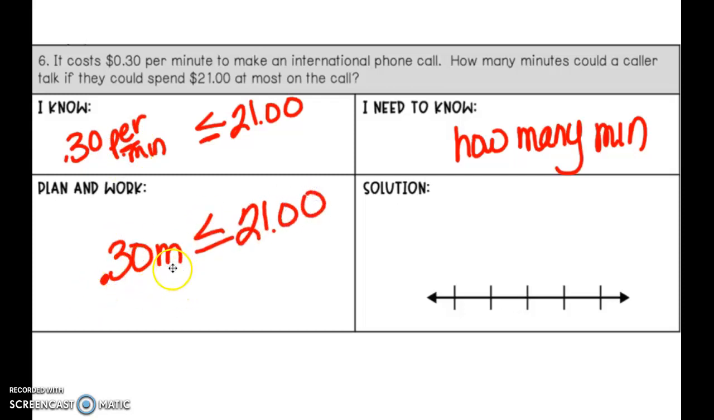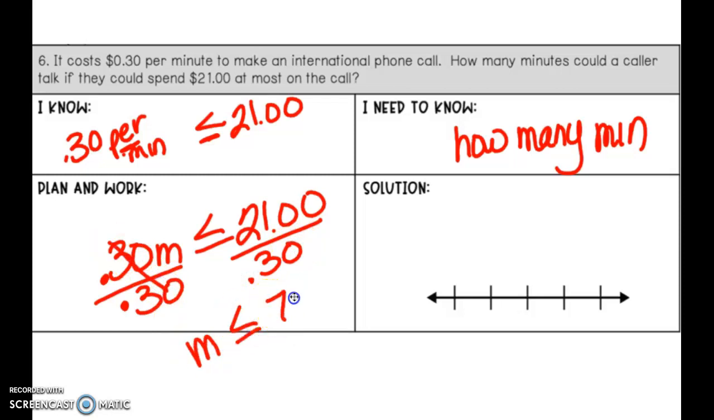So 0.30 or 30 cents times minutes has to be less than or equal to $21 exactly. When we do that out, divide both sides by 0.3 or 30. Watch the place of your decimals, and it looks like we can talk 70 minutes. The most we can talk is 70 minutes.